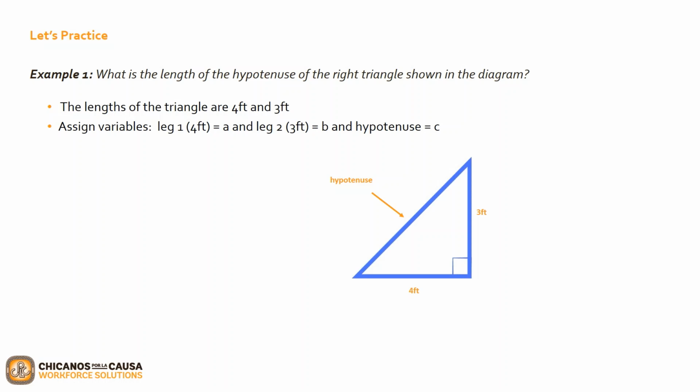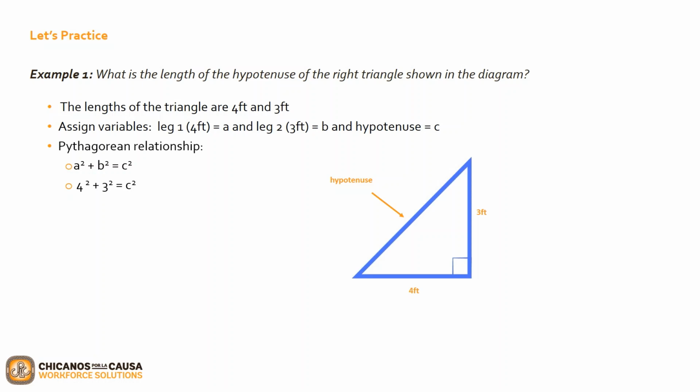So let's assign a variable. For leg 1, it's going to be variable A. So that one's going to be 4 feet. Leg 2 is 3 feet, so we're going to assign variable B. And hypotenuse will be C. So now let's use the Pythagorean relationship in order to find the hypotenuse. Remember the equation? A squared plus B squared equals C squared.